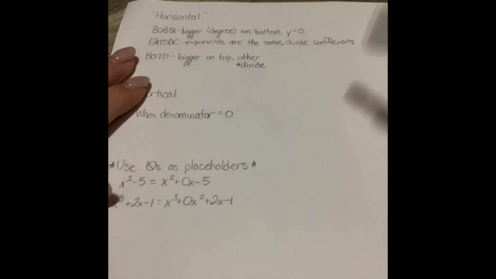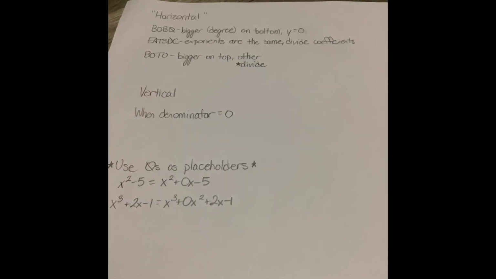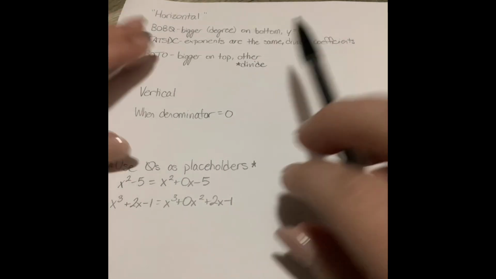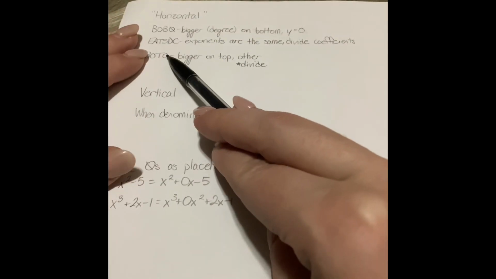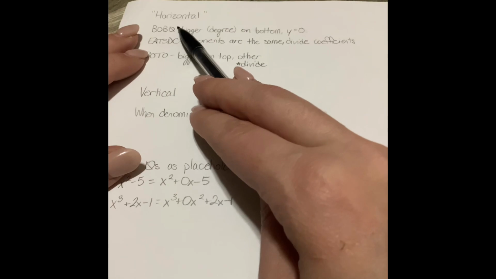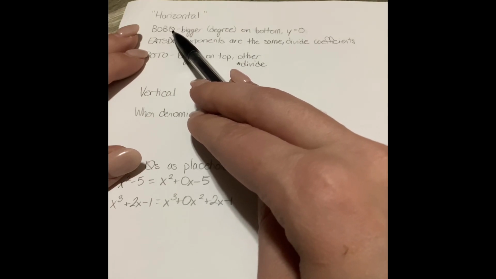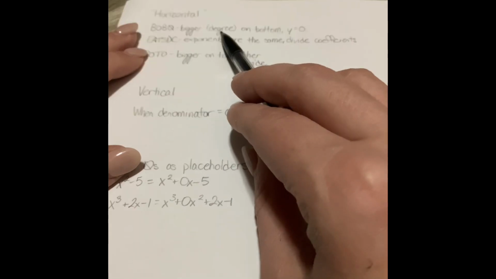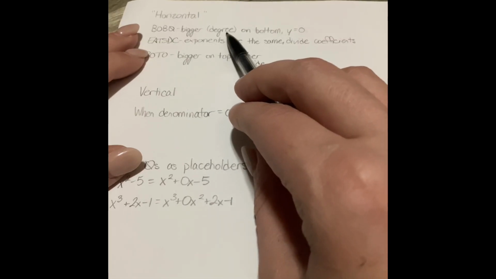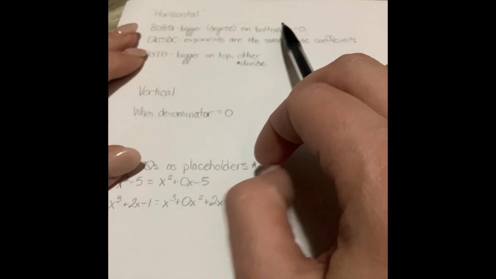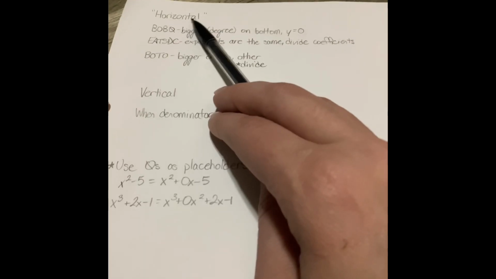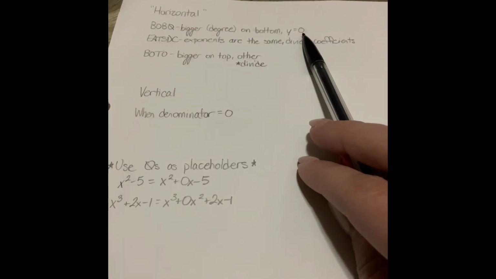So to find a horizontal asymptote, and I use the term horizontal loosely, and you'll see why in a little bit, there are different mnemonic devices that can help you remember. So Bobo, or Bob Zero, whatever you want to call it, means when you have a bigger degree, and degree is your highest exponent, on the bottom or in the denominator, automatically your horizontal asymptote is going to happen at y = 0.